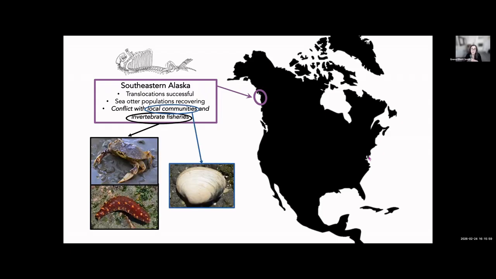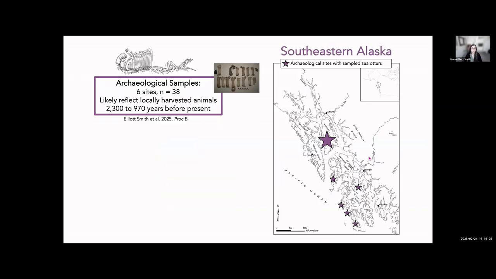So specifically, we're going to be thinking about clams and bivalves, which are an important source of traditional food for local communities, predominantly indigenous communities. And then we'll also be thinking about sea cucumbers and Dungeness crabs, which support commercial fisheries in this region. And so using isotopic analysis of zooarchaeological sea otter specimens might help us forecast what sea otter diets in this region will look like as they continue to re-expand.